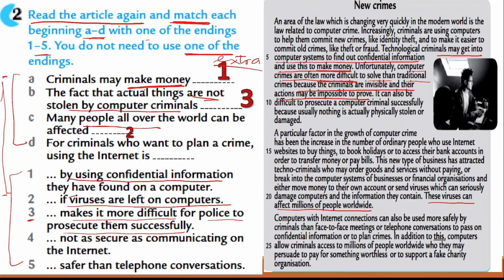And the last one says, for criminals who want to plan a crime, using the internet is, again, we said this at the end, is what? Very good. Number 5, safer than telephone conversation. Again, how can we find this here in the passage? You see here, more safely by criminals to pass on confidential information. So if I want to understand why criminals use the internet to plan, it's because it's safer than the telephone conversation. All right, everybody? Okay.